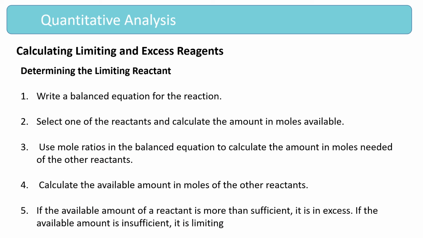How to determine the limiting reactant? Number 1, write a balanced equation for the reaction. Number 2, select one of the reactants and calculate the amount in moles available. Number 3, use mole ratios in the balanced equation to calculate the amount in moles needed of the other reactants. Number 4, calculate the available amount in moles of the other reactants. If the available amount of a reactant is more than sufficient, it is in excess. If the available amount is insufficient, it is limiting.